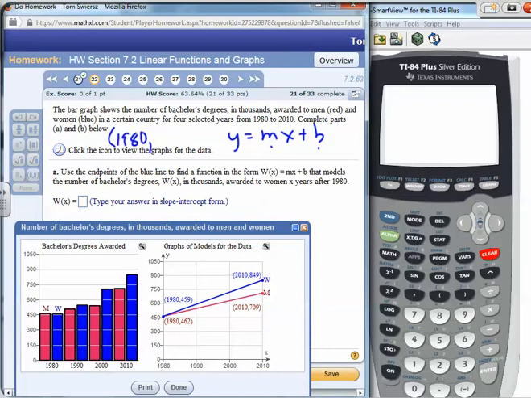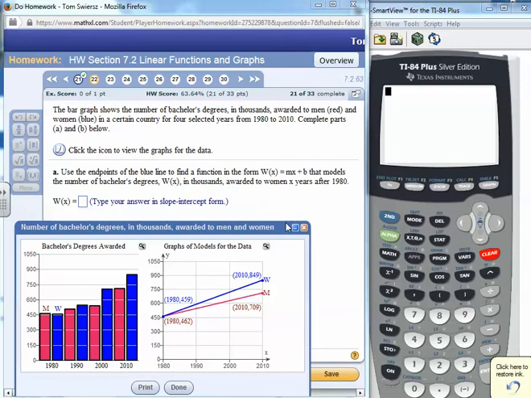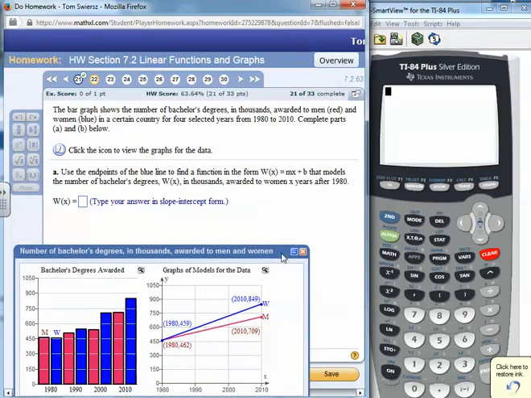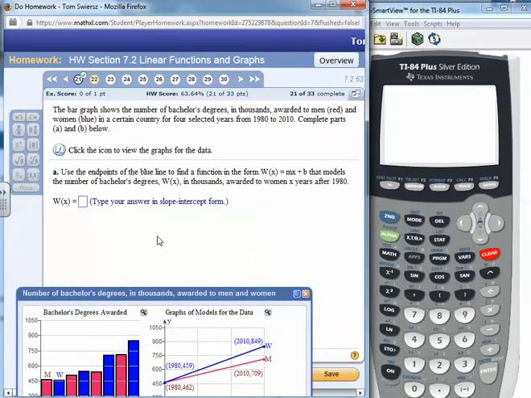1980 is 459, and 2010 is 849. Okay, so those are the points. 1980 is 459, 2010 is 849 for the women. So there's our 2 points. Now, what we need to do is, let's see if I can move this here.